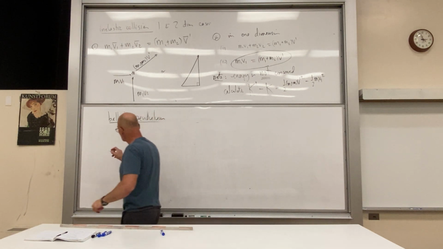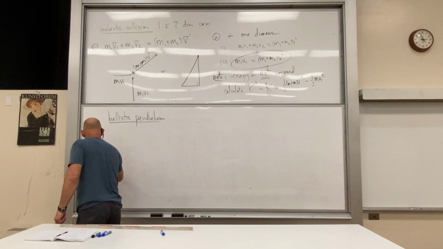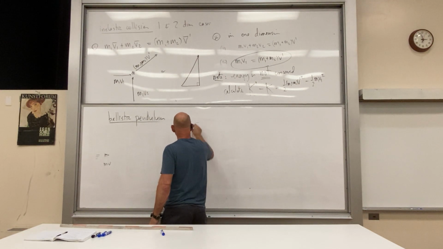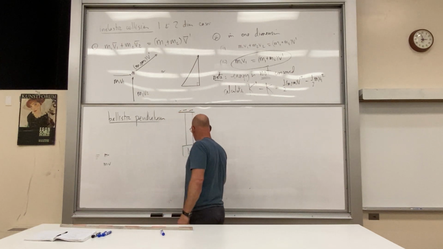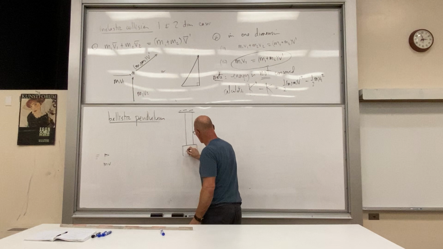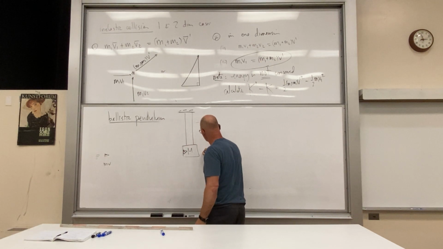The ballistic pendulum was to measure the speed of a bullet. So you've got MV here for the bullet. It collides with a big block of wood, capital M, that is suspended so that it swings up. So it collides here, and then the whole thing swings up, say to here.